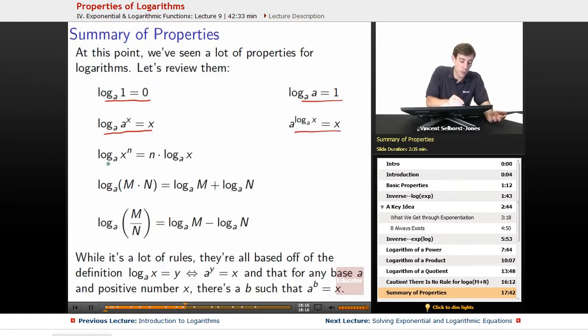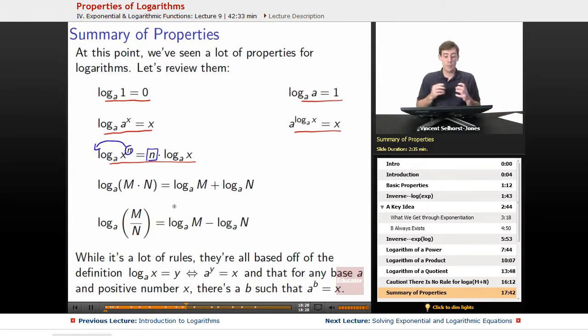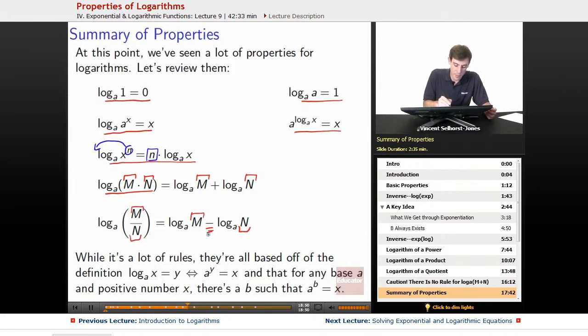Then we have the fact that we can bring down powers, right? If we've got log of x to the n, then we can bring the n in front. We've got n times log of x. If we've got log of m times n, then we can split that into log of m plus log of n. We've got the two different pieces, m and n, so it splits into log m, log n. So multiplication inside of the logarithm becomes addition outside of the logarithm. Log a of m over n is log m minus log n. If we've got m here, n here, then we've got this minus sign right here. So division inside of the logarithm becomes subtraction outside the logarithm once we split into two logs.